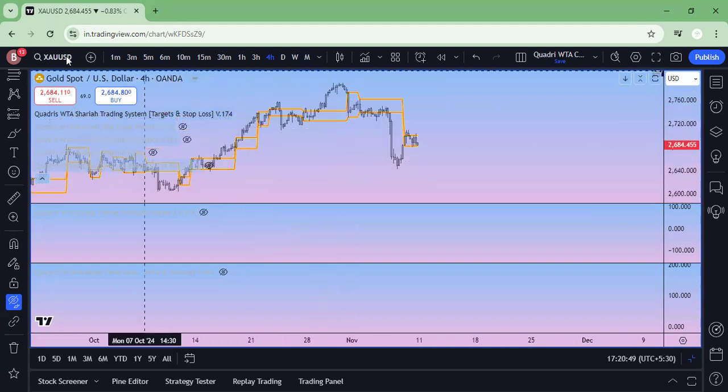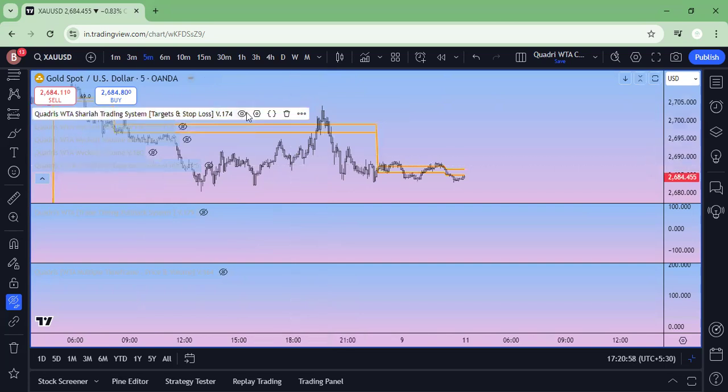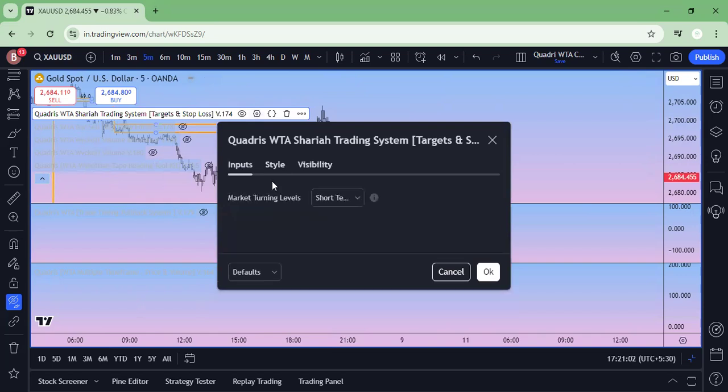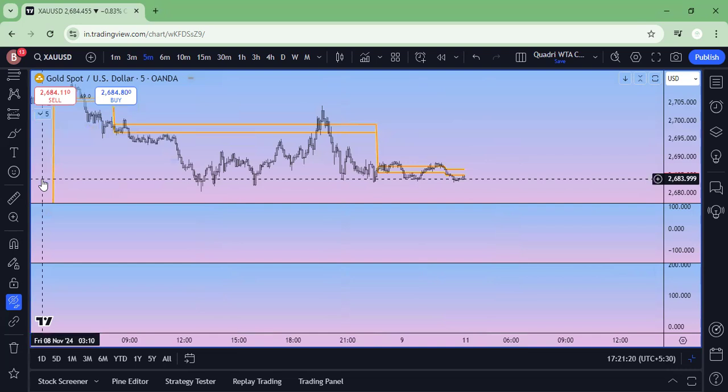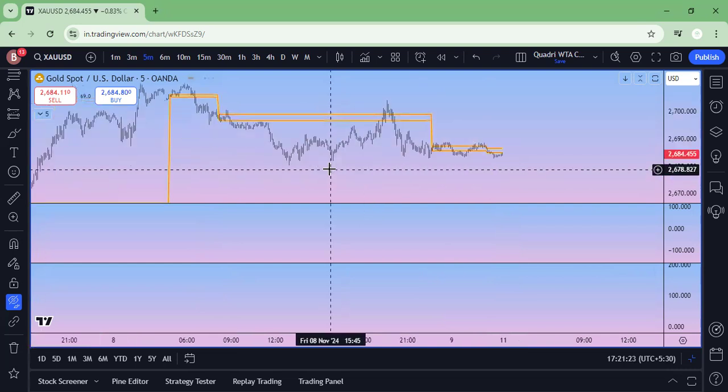I've applied this indicator on XAUSD on the 4-hour chart. It is irrespective of time frame, whether you go on a 5-minute time frame. The only thing you have to do is the adjustment, whether you want it in short term or long term levels. By default I've kept short term level. I don't remember exactly what the default is, but either way you have a choice of which side you want, longer term levels or short term levels.